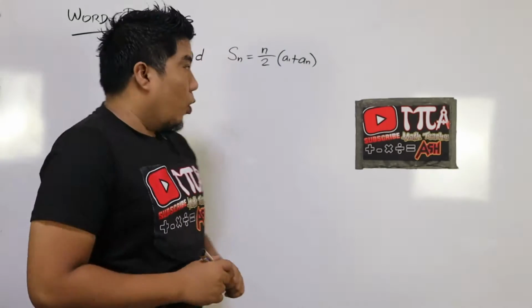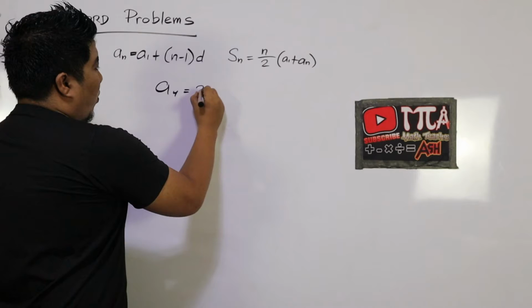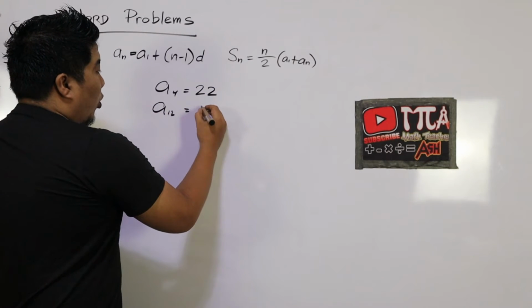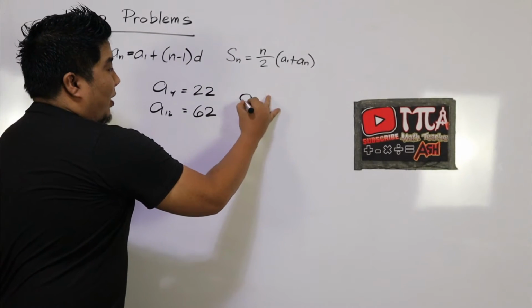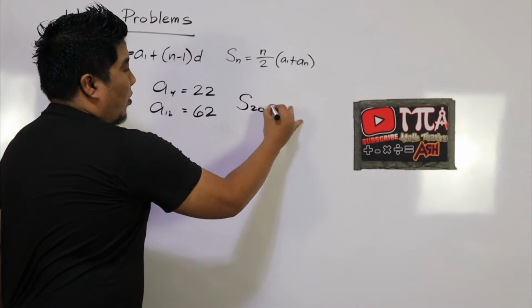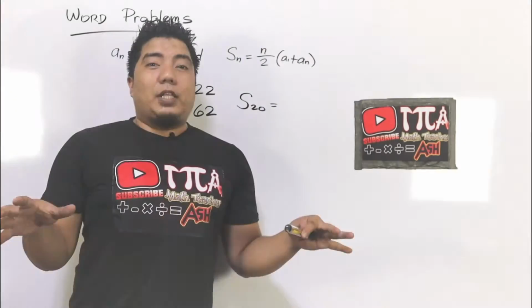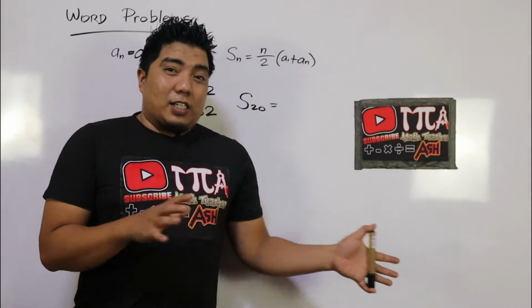So basically, what you need to do is write first a sub 4 is equal to 22, while a sub 12 is equal to 62. But the problem here is S sub 20. What is the summation of the first 20 terms? So my dear math learners, what you need to do here is to apply a certain assumption.